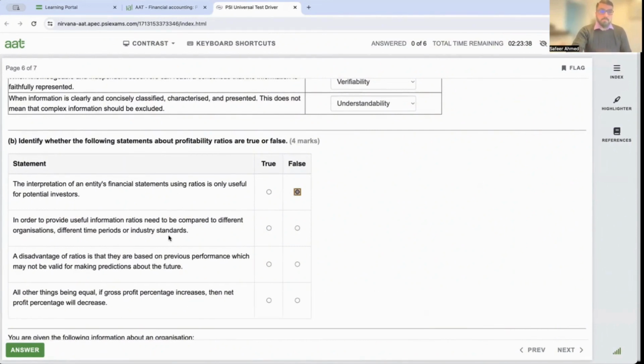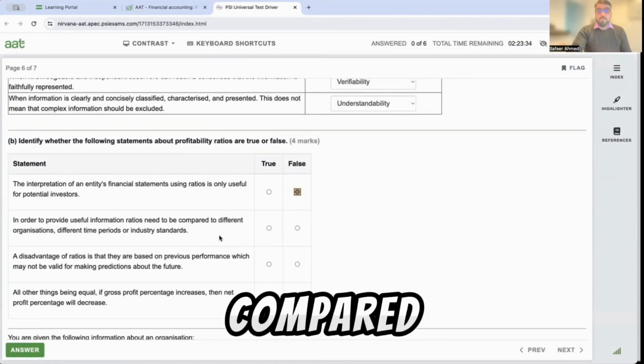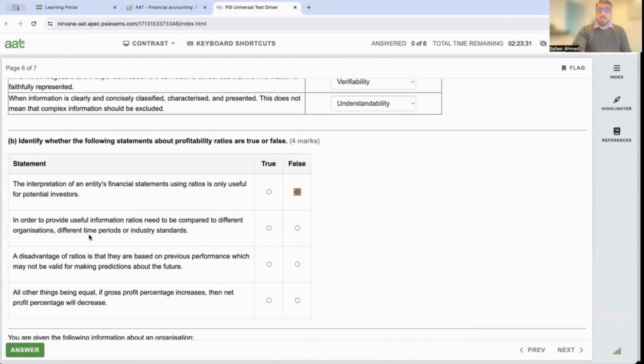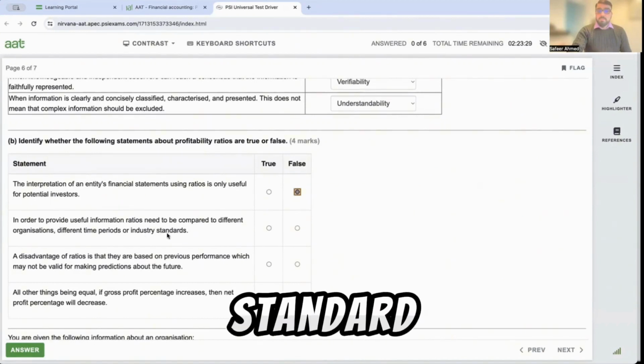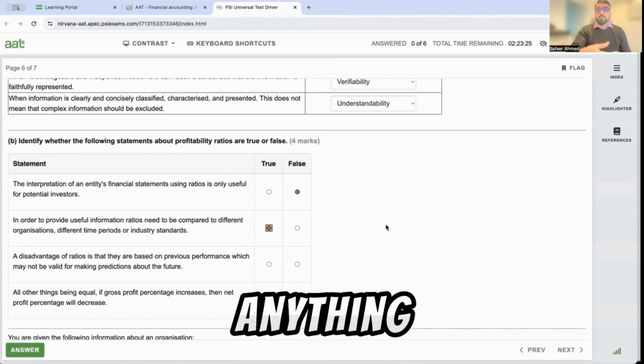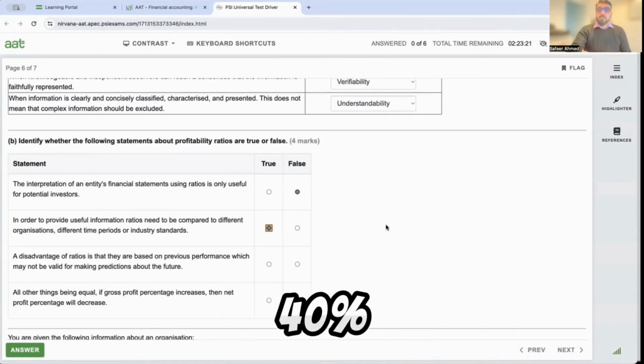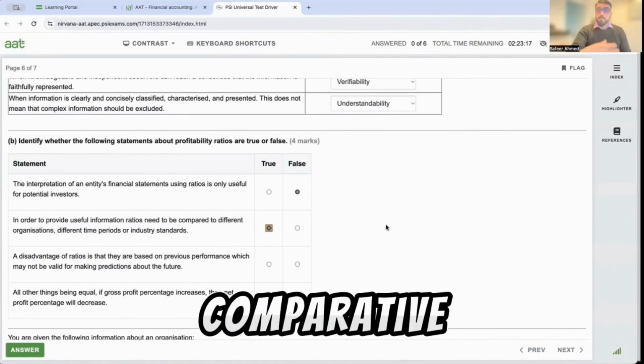In order to provide useful information, ratios need to be compared to different organizations, different time periods or industry standards. That's true because a ratio on its own doesn't mean anything. So if I say to you that the gross profit ratio is 40%, is it good or bad? We don't really know unless and until we have a comparative figure.